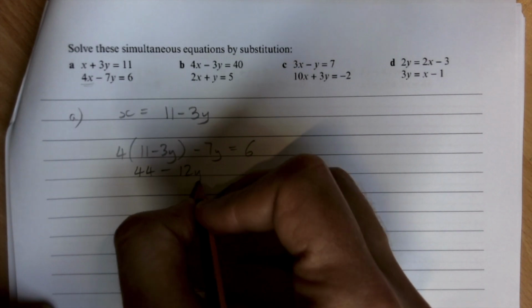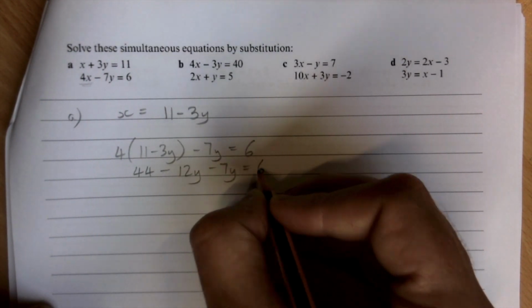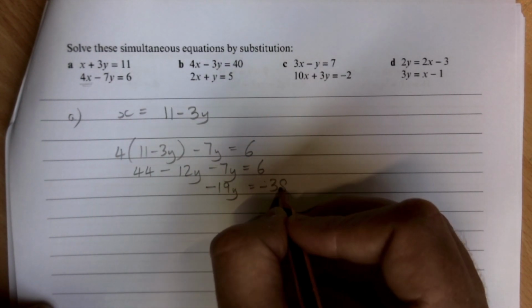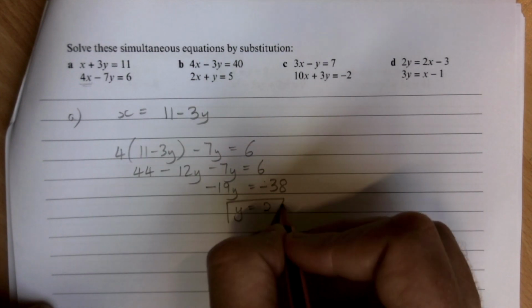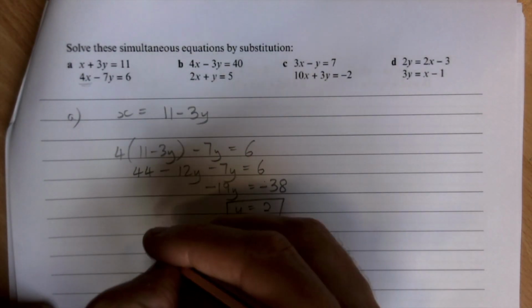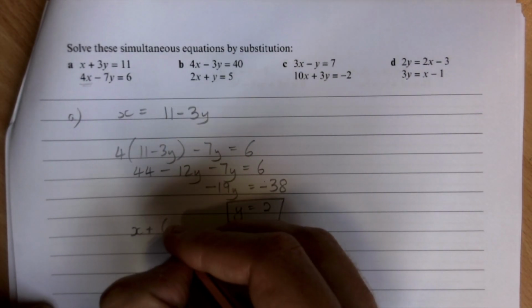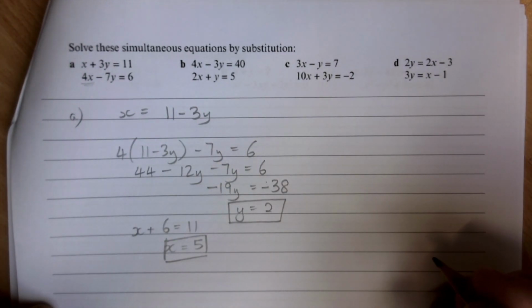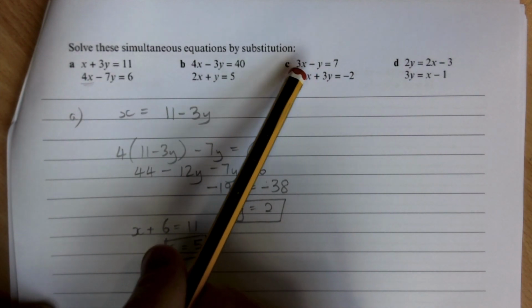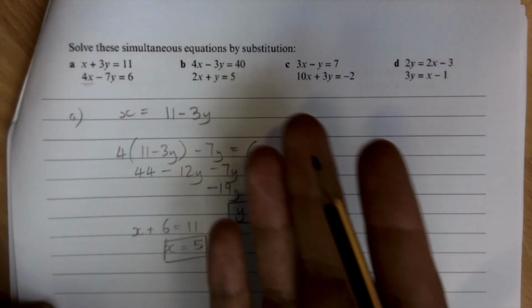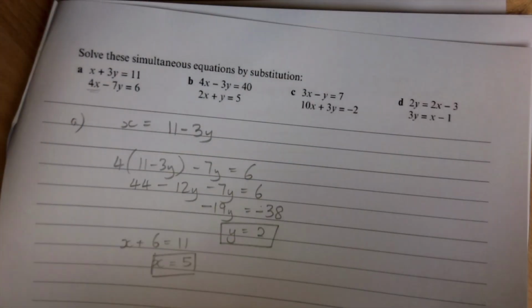So expand the brackets, put the numbers on the other side. So minus 38, so y equals 2. And then same idea as before, once you've found one of them, you can find the other by substitution. So x plus 3 2's equals 11, so x is 5. Now, again, it says to do it by substitution, so it's just you practicing using those skills. You can answer those with the same simultaneous equation button on the calculator.